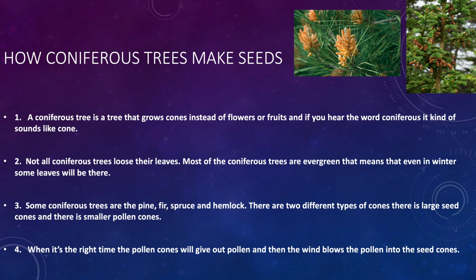There are two different types of cones. There is a large seed cone and there are smaller pollen cones. When it is the right time, the pollen cones give off pollen and then the wind blows the pollen into the seed cones.